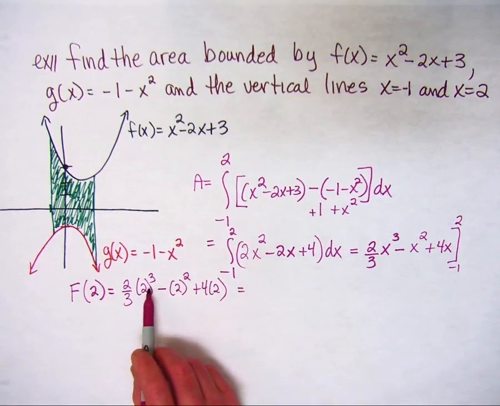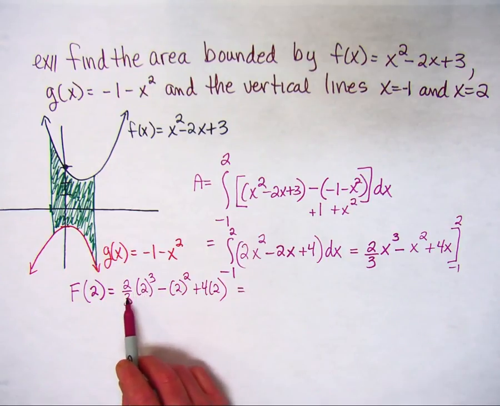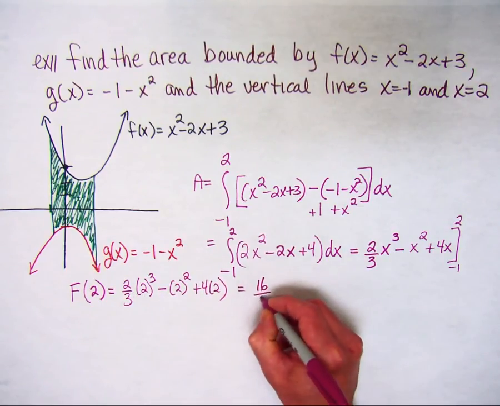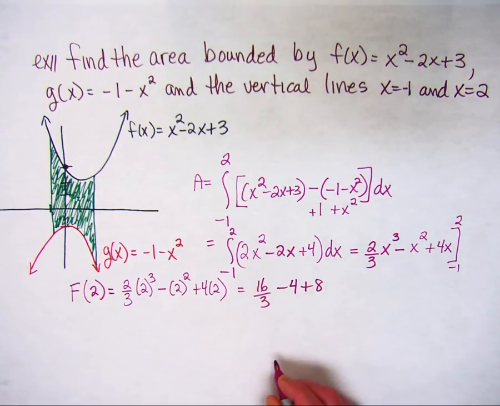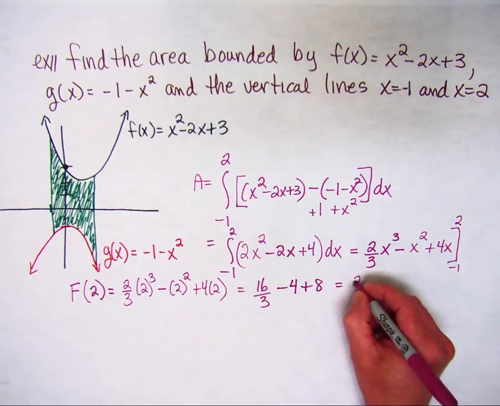This is going to be 8/3. This is going to be 8 times 2/3, which is 16/3 minus 4 plus 8. And if we get a common denominator of thirds here, this is going to work out to be 28/3.